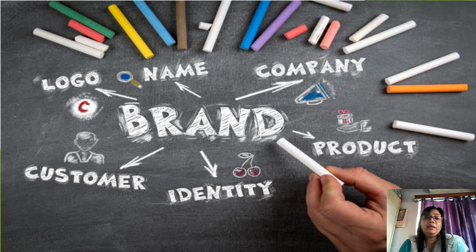Now, what do we mean by brand? A brand is something which differentiates one product from another. It can be a product or a service. For example, if I say toothpaste, a name that comes to my mind is Colgate. So Colgate is a brand. Similarly, in the service industry, if I talk about hotels, Sonar Bangla Hotel is a brand. So a brand means something which differentiates one from the other.